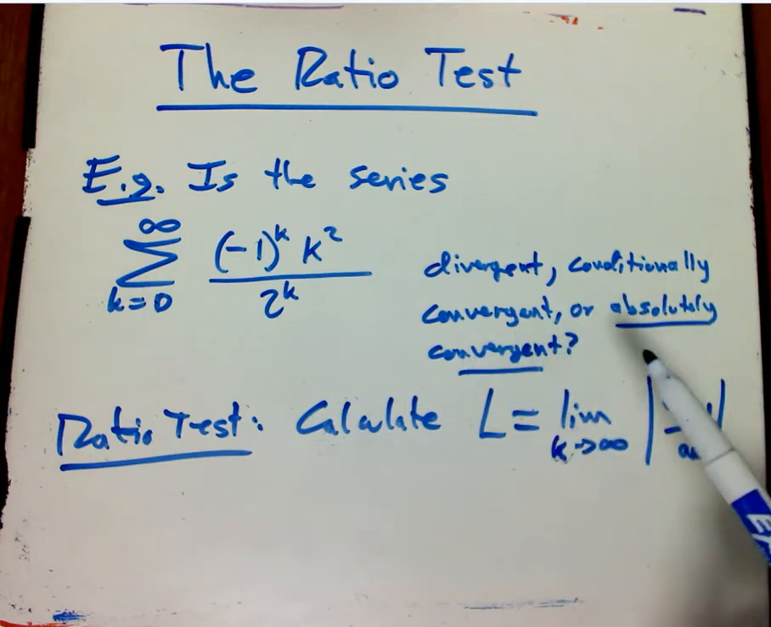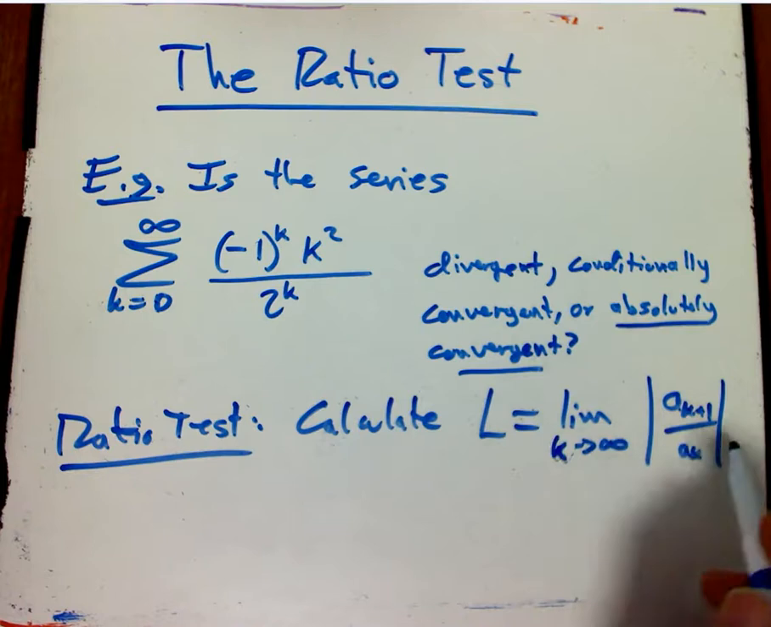If you've got a series that's converging but only because of the signs, the ratio test is never going to accurately detect that. So that's important. That's why this test appears, at least in our book, in the same section as where we introduce absolute convergence. So we calculate this number.